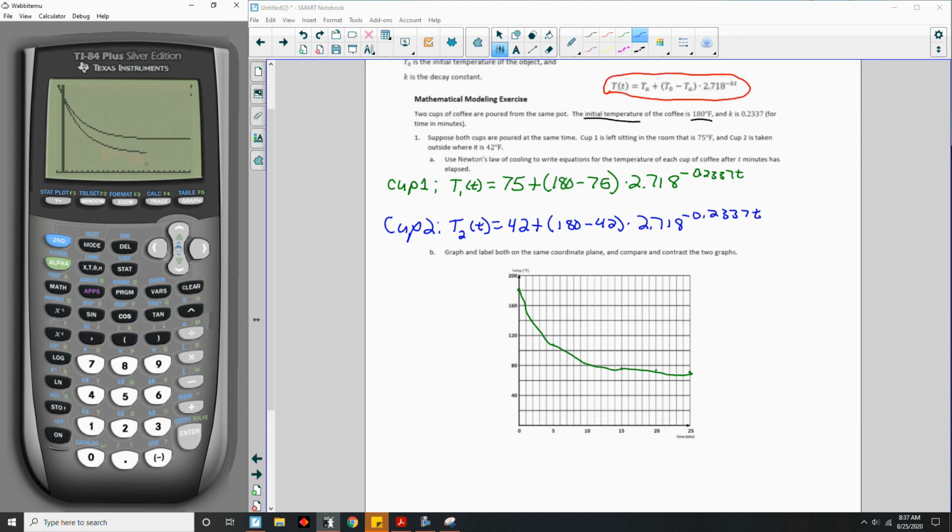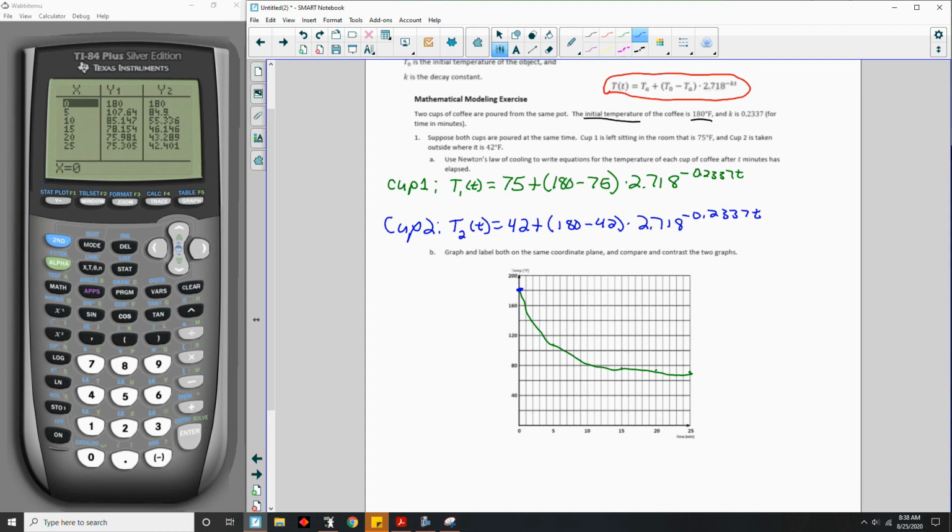So what happened here? Temperature dropped quicker because the outside temperature is 42. We're starting at the same location, but it dropped quicker. So now when I look at my table, the y2 values are already over here. So at time 0, cup 2 is already 180 degrees. Let me switch to blue, and that would be right here.